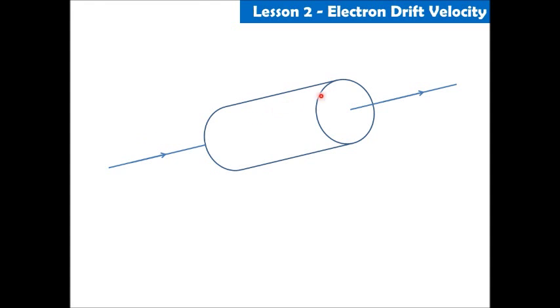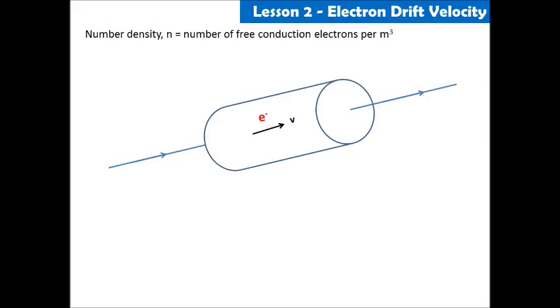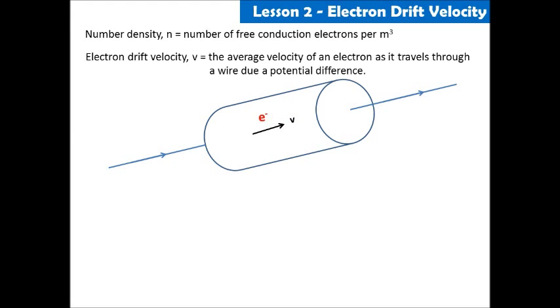So let's consider this wire with a current running through it, and we're going to consider this small part zoomed in, this cylinder here. Now we've got our delocalized electrons, our conduction electrons, and we've got n of them per meter cubed. This is the number density, and it is a definition you need to know for your exams. It is the number of free conduction electrons per meter cubed, and they're all traveling at an electron drift velocity of v overall in that direction.